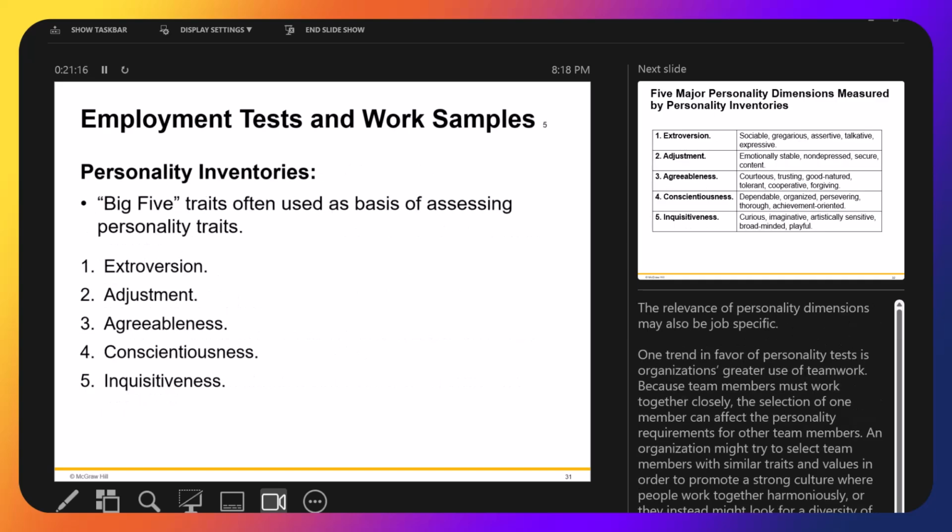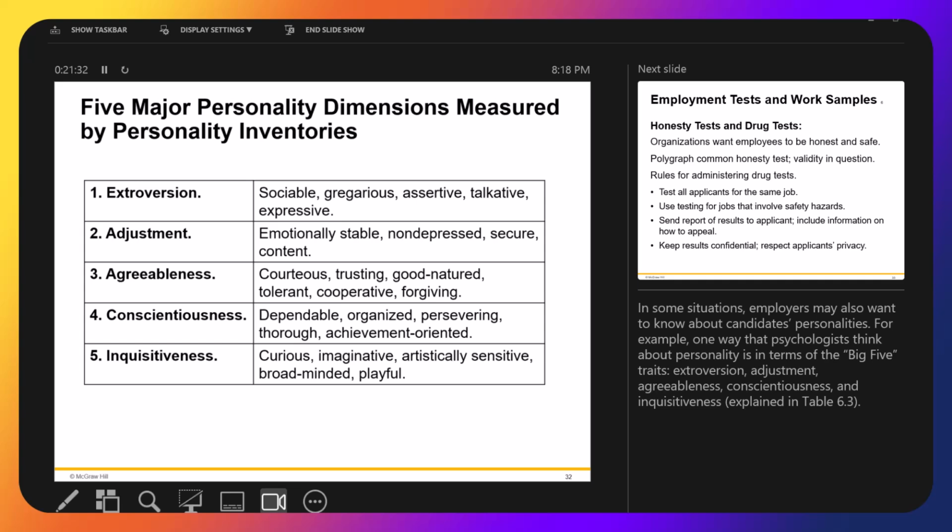Personality inventories. You have your Big 5 traits used as a basis for assessing personality: extroversion, adjustment, agreeableness, conscientiousness, inquisitive. So when you look at these, let me go to the next slide and talk more about those.